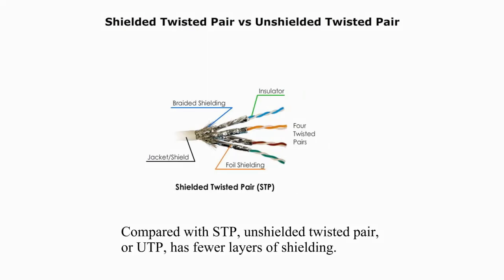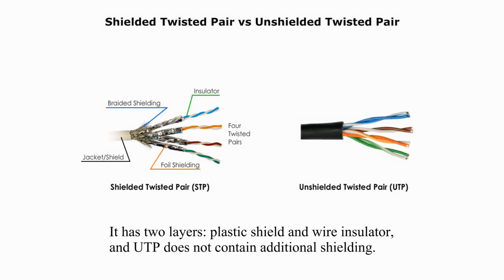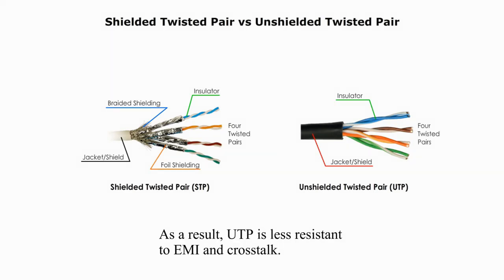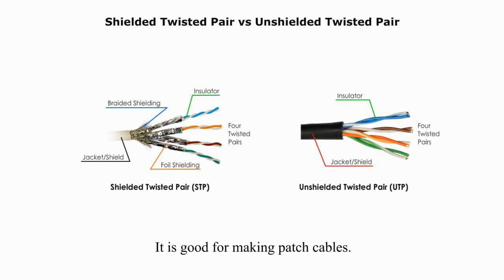Compared with STP, unshielded twisted pair, or UTP, has fewer layers of shielding. It has 2 layers, plastic shield and wire insulator, and UTP does not contain additional shielding. As a result, UTP is less resistant to EMI and crosstalk. UTP is the most popular and generally the best option for short and medium-length connections in a network. It is good for making patch cables.